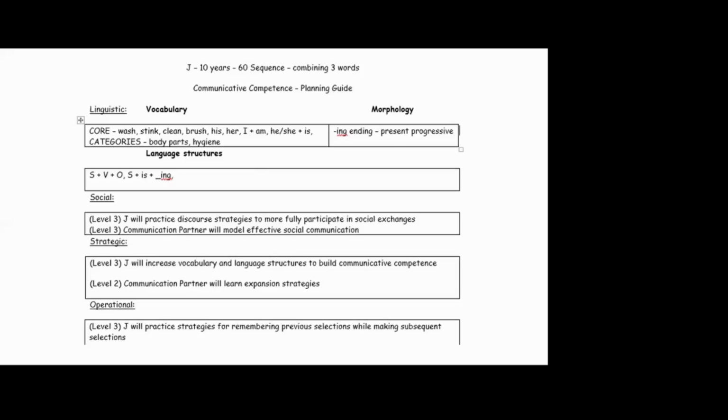that she's working on. Now she's a more advanced communicator. She's combining three words. So the vocabulary she's working on is in the context of her classroom environment, and they are going to meet service dogs, okay? Some of the core vocabulary she's going to need are wash, stink, clean, brush, his, her, I plus am, he, she plus is, and her category words are body parts and hygiene. She already has a lot of the early morphology, like plural S and possessive S, and some of those other early morphologies. Now she's working on the present progressive -ing ending. And here we have some sentence structures that she's working on.